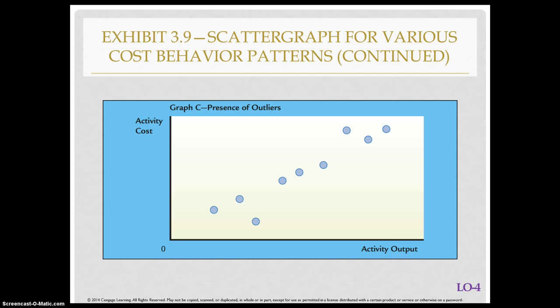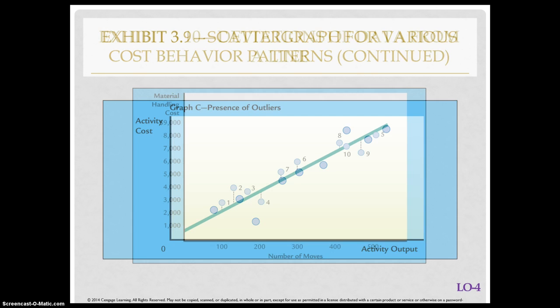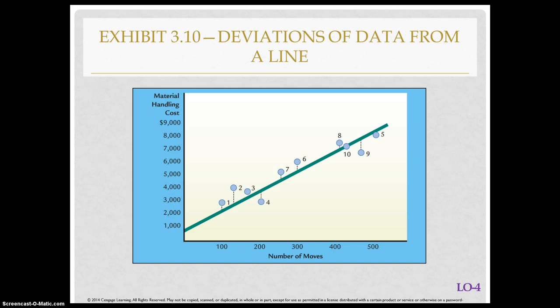And then this is just an example of the presence of outliers. So we see this dot here and this dot here. The rest of these really could probably be estimated pretty well because they seem to follow a linear graph. But for whatever reason, at these activity levels, we have cost drops and spikes that we wouldn't necessarily predict with a linear graph. Deviations of data from the line are represented here, so they're showing the different deviations for each point on the line, and you would be able to measure what those deviations were if you actually had the specific data.